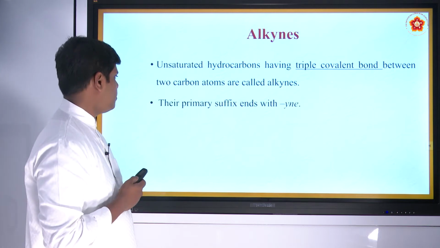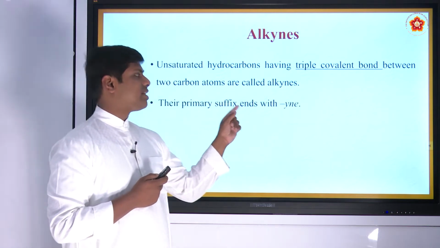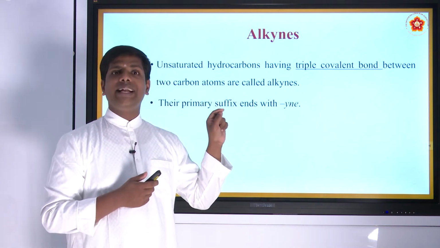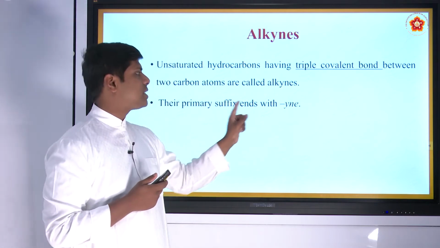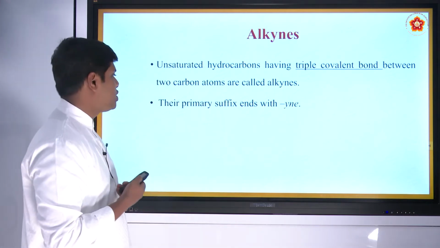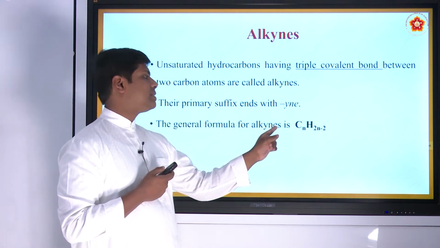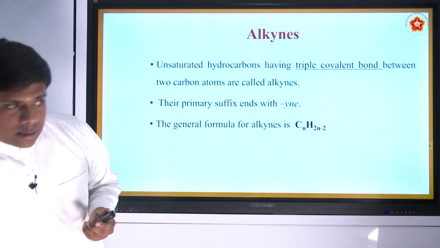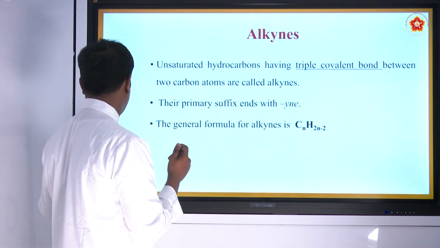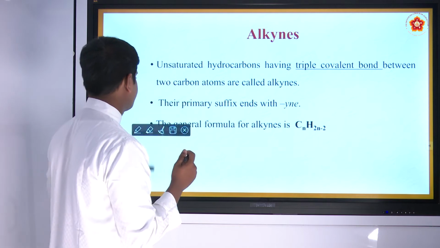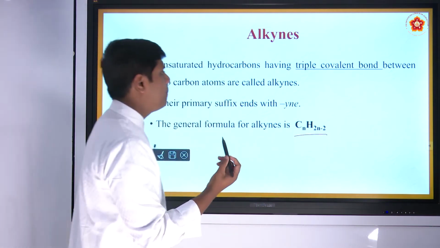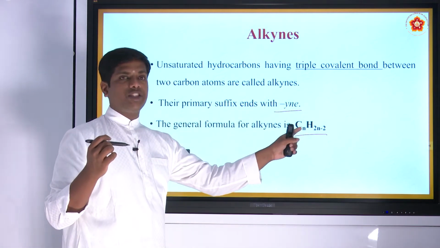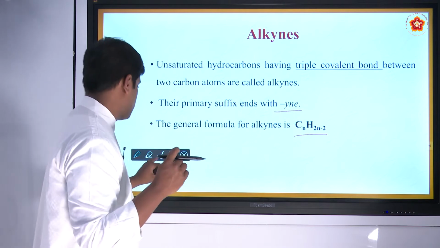Next, their primary suffix ends with "yne": ethyne, butyne, pentyne, hexyne, always ending with "yne". The general formula for alkynes is CnH2n minus 2. The primary suffix is "yne" and the general formula is CnH2n minus 2. Please note down this.